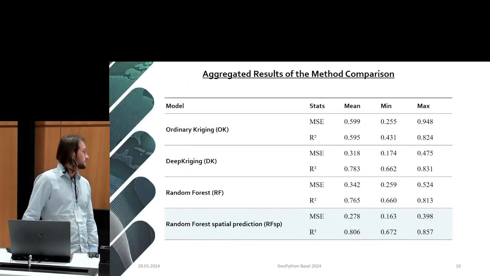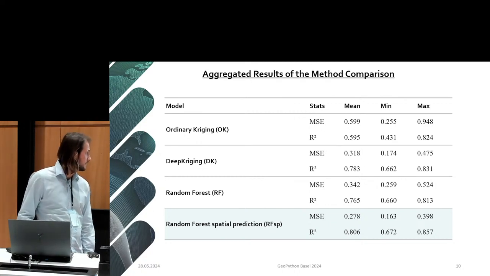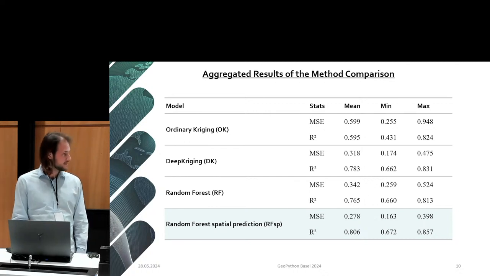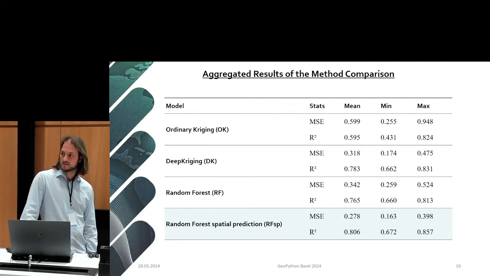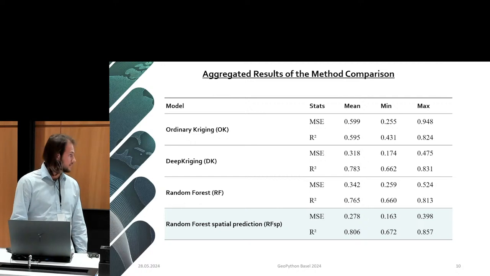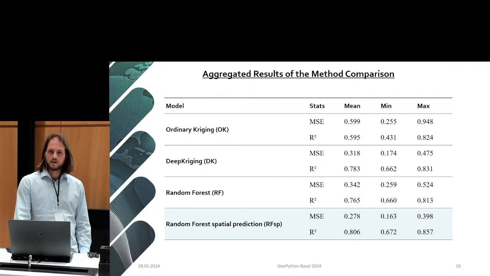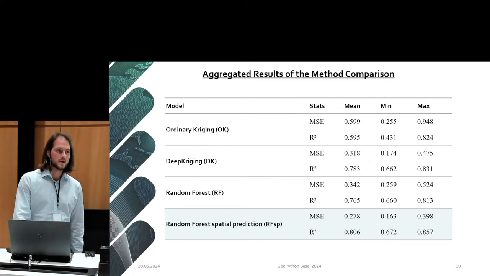The aggregated results gave us a strong candidate, which is the random forest spatial prediction, with the lowest error and the highest coefficient of determination. But just looking at numbers is not so fun. So let's see how this interpolation actually looks on the map.